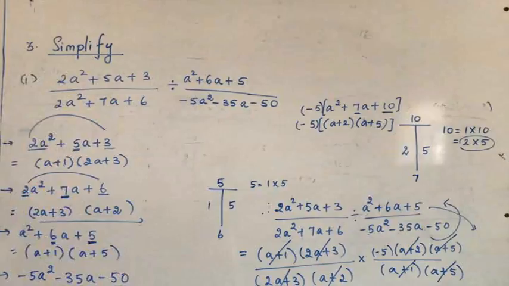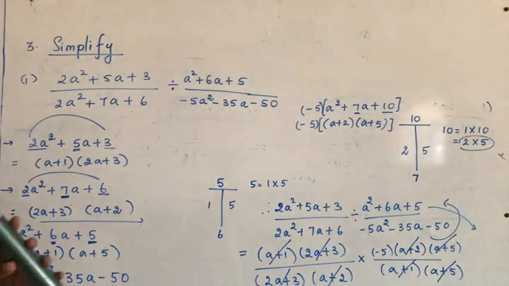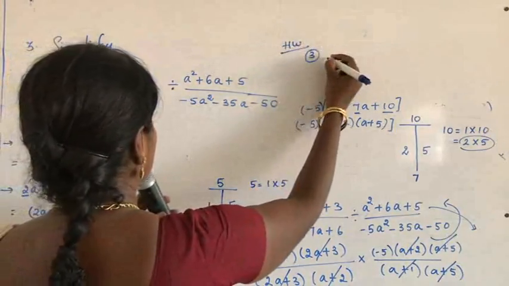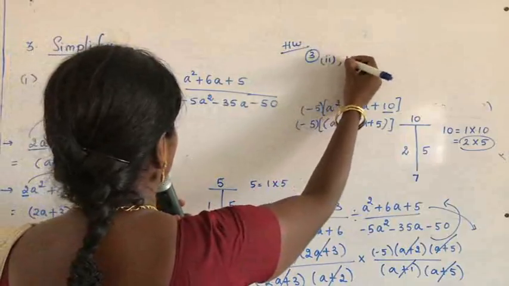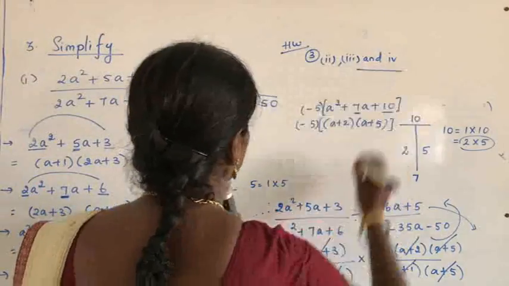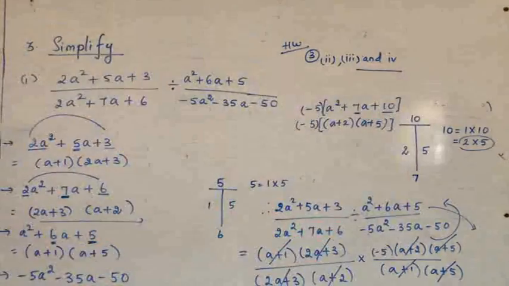So from question number 3, simplify, we have completed the first subpart. The second subpart will be your homework. Not only the second subpart, the second, third and fourth subparts will be your homework. This is an easy sum. You have to just use your factorization and complete your sum. So your homework is from question number 3, subparts second, third and fourth. Try out your sum and complete your homework.